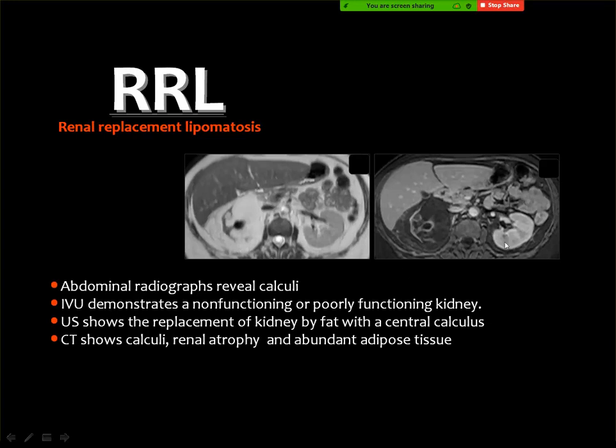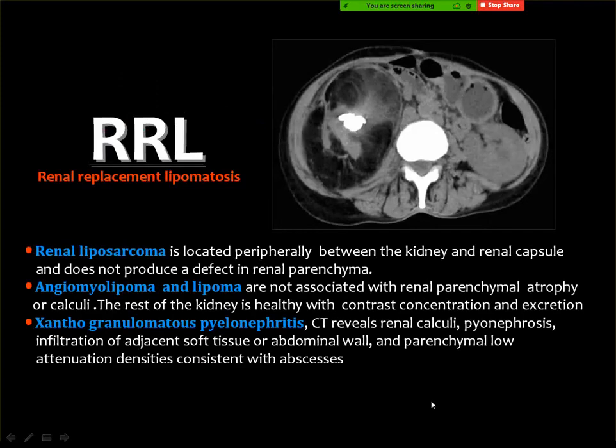And sometimes you see this is the normal left kidney, but the right kidney is totally replaced by fat, except for these fibrous strands and this very low signal stone. This is one of the topics that will be included in the lectures after that, but I wanted to give you some information about it.